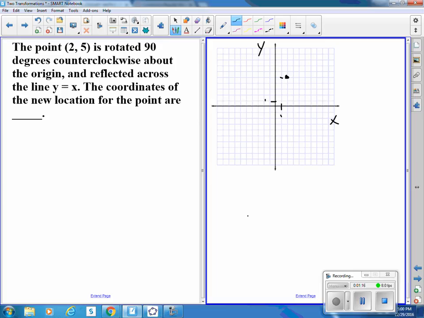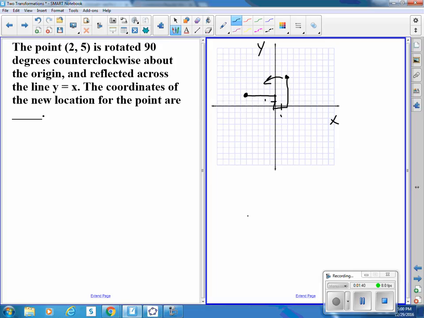Counterclockwise is this way, the opposite way that a clock goes. Well, let's just draw a little L. So this shape here, this L here, if I rotate him 90 degrees, he'll still have the same shape. He'll still be 2 by 5. So now the new location of that point will be there.